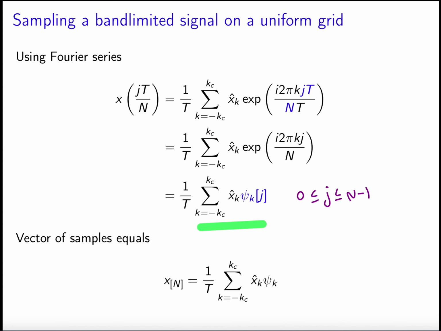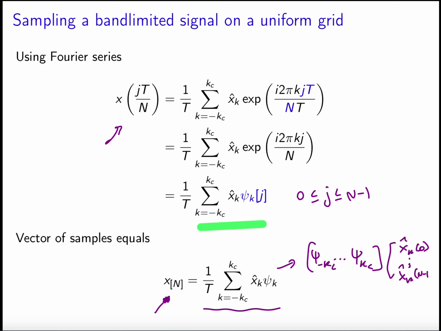Okay, we're going to write this system of equations as a vector xn, which contains the n samples here, equal to this sum. We can write this, if you realize, as a matrix where you have psi of minus kc to psi of kc. And here you're going to have x of minus kc down to x hat of kc. Sorry, I got confused by my own notation.